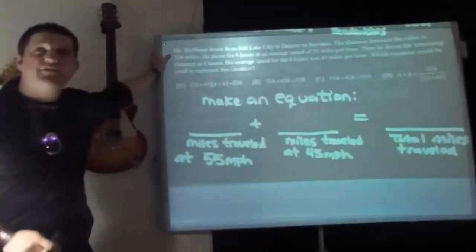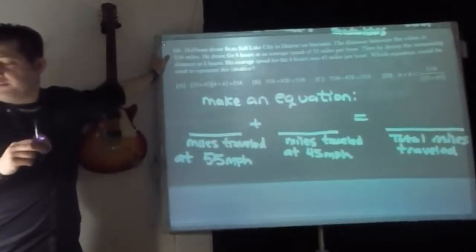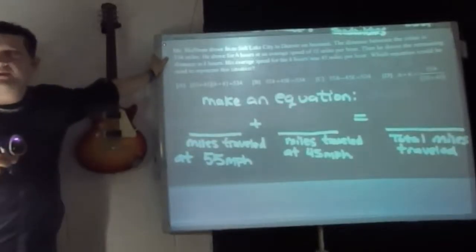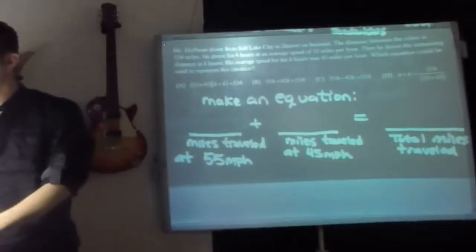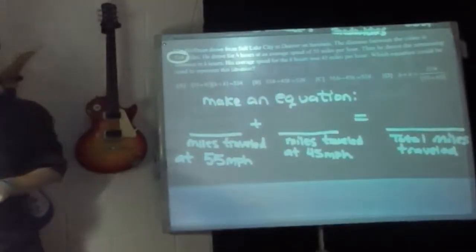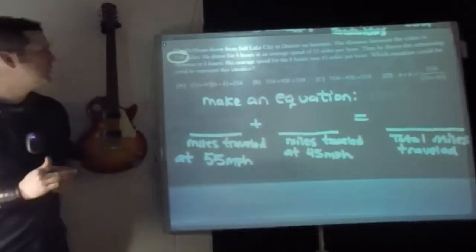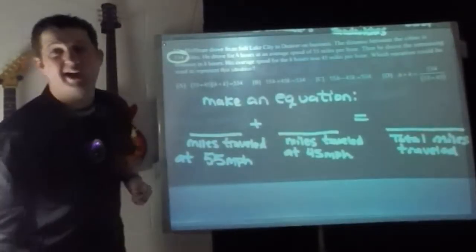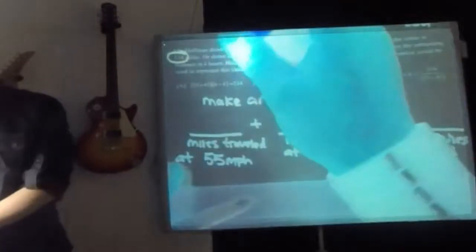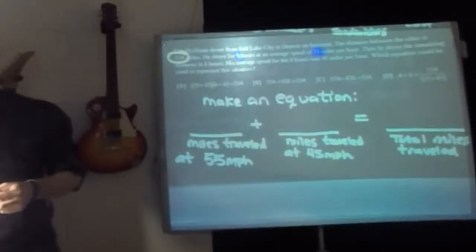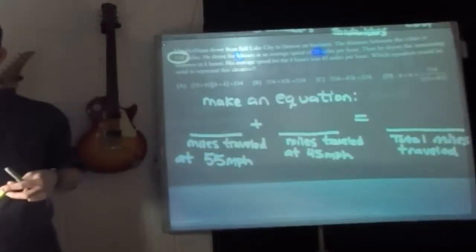All right, here we go. We are driving. Mr. Hoffman is driving from Salt Lake City to Denver on business. The distance between the cities is 534. So circle that. 534. Distance between cities, 534. He drove H hours. I don't know how many hours. He drove H hours at 55 miles per hour. This must be an old guy because this guy is driving slow.